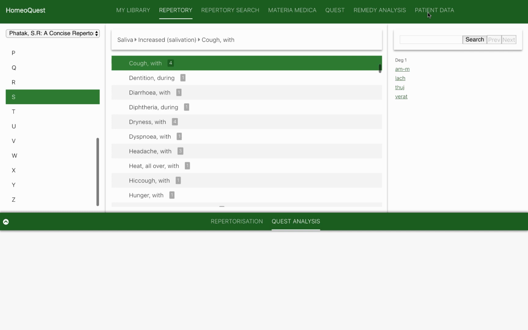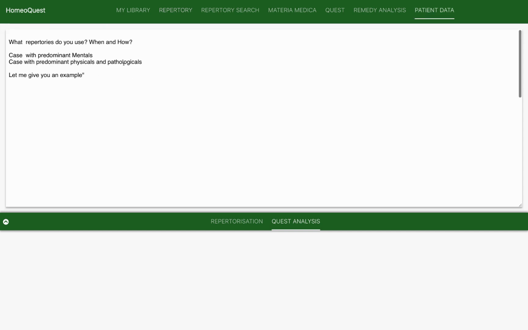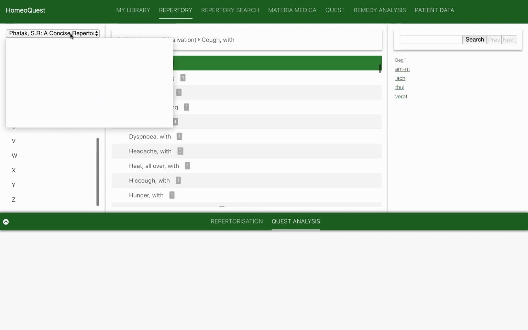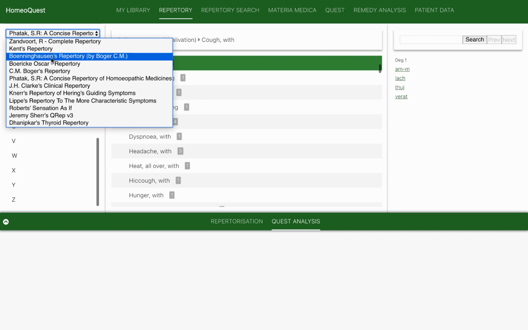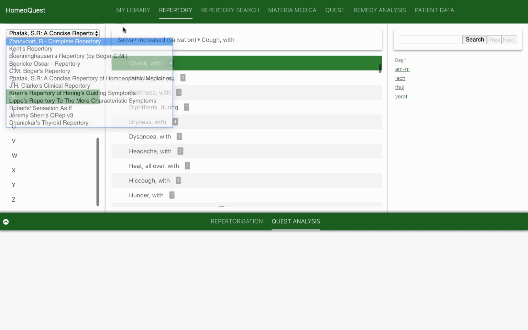However, if you have a patient with lots of physicals and lots of pathologicals, then I would choose repertories which have a clinical focus, and I would avoid repertories that do not have that. In that case, I would choose repertories such as the Bönninghausen repertory, the Boericke, the Boger, the Phatak's repertory, and Clarke's Clinical Repertory. These are wonderful repertories which have a very strong clinical and pathological focus. And that's what I want to do today.